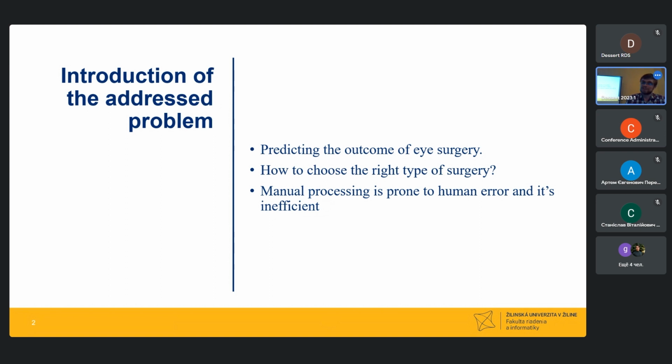also how to choose the right type of surgery for the right patients. Because if you're talking, for example, about eye surgery, then one problem with the eye can be solved with different surgeries, and every surgery comes with its own advantages and disadvantages. So choosing the right surgery for the right patient is quite important. And this can be also done manually, but this process is very complex. It takes a lot of time, and it's also prone to human error.